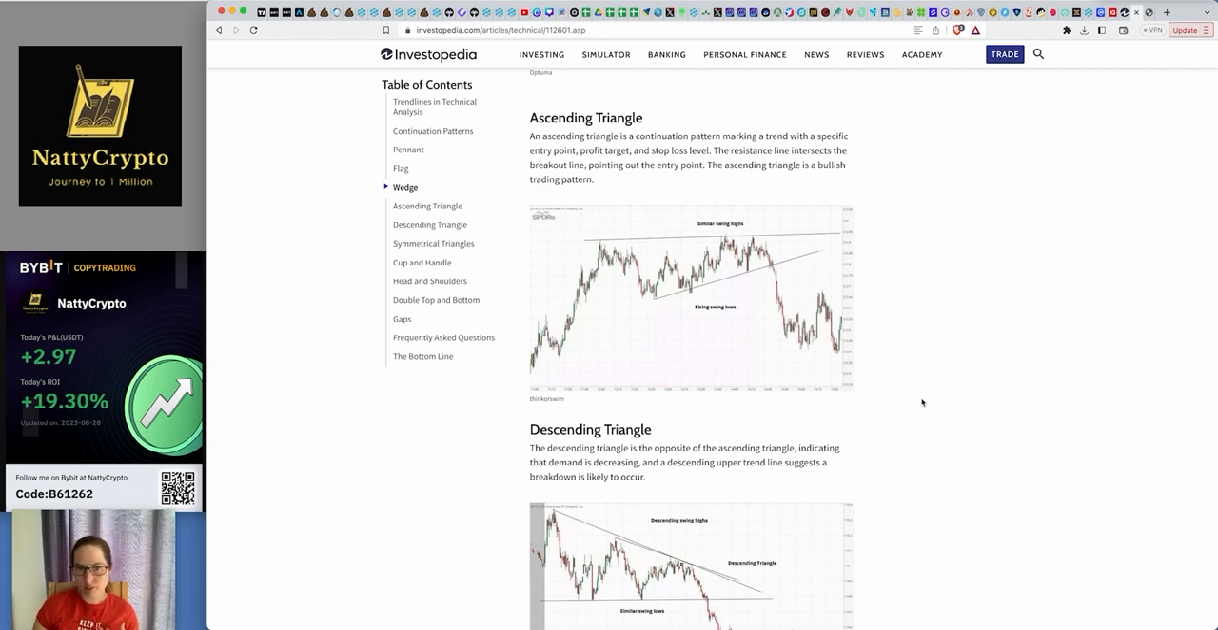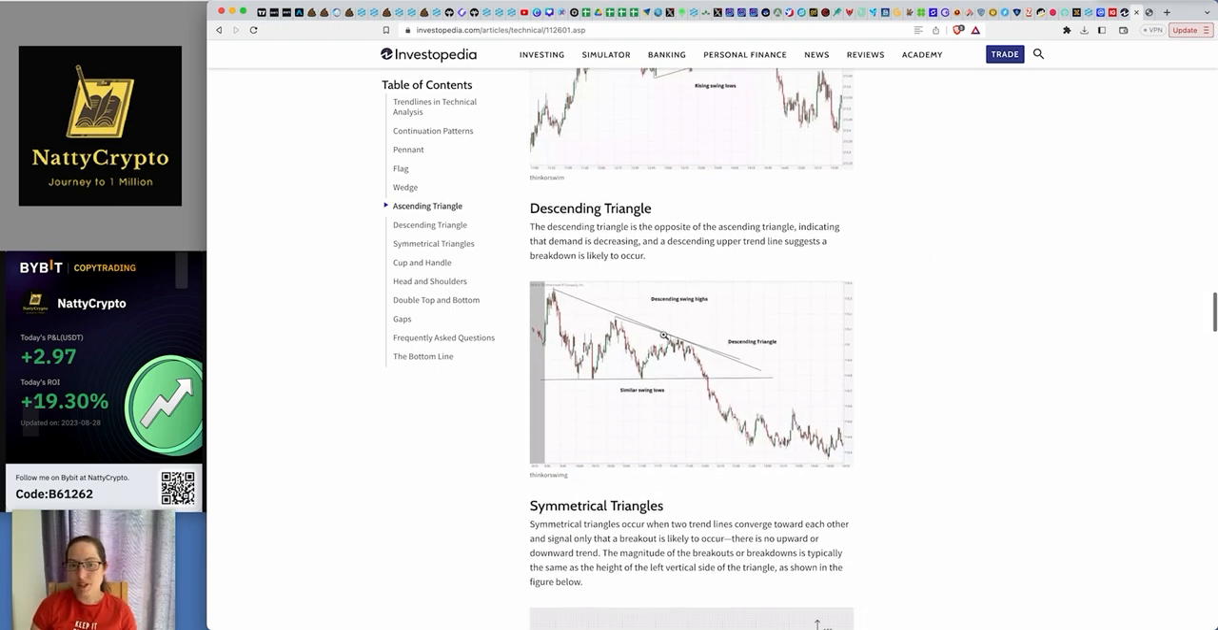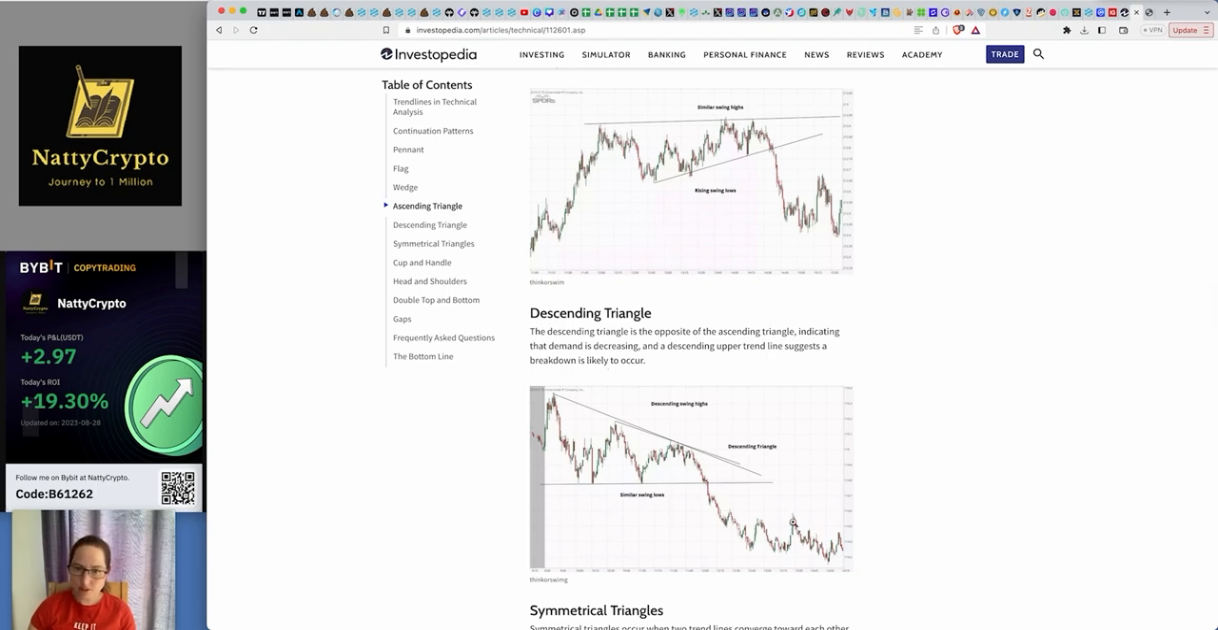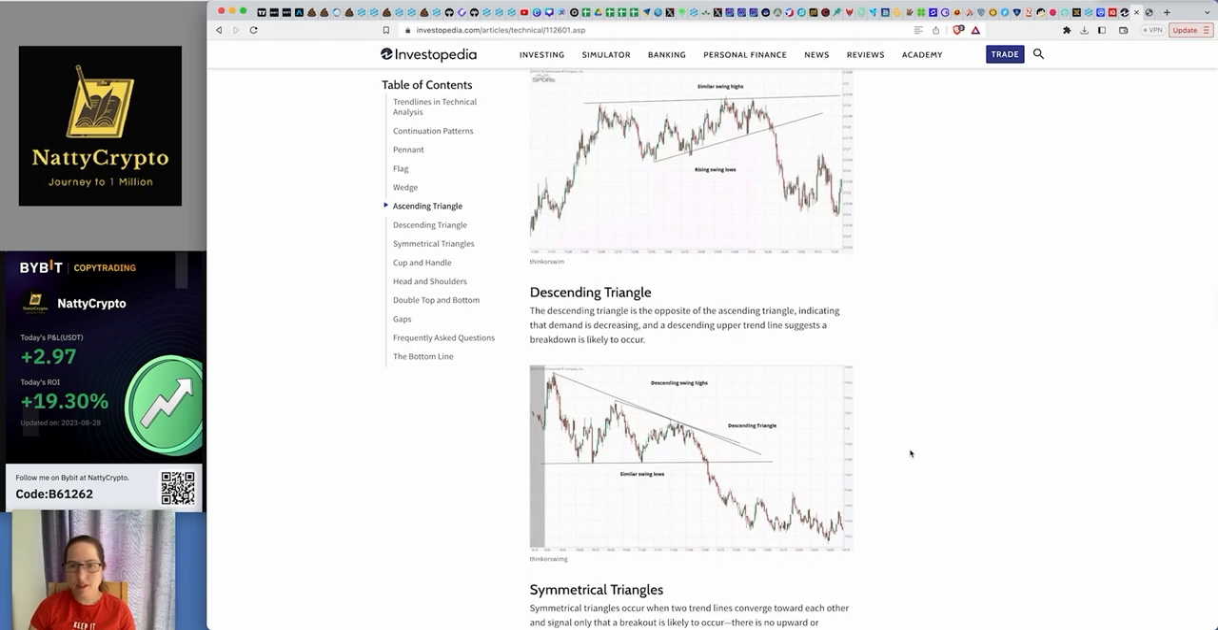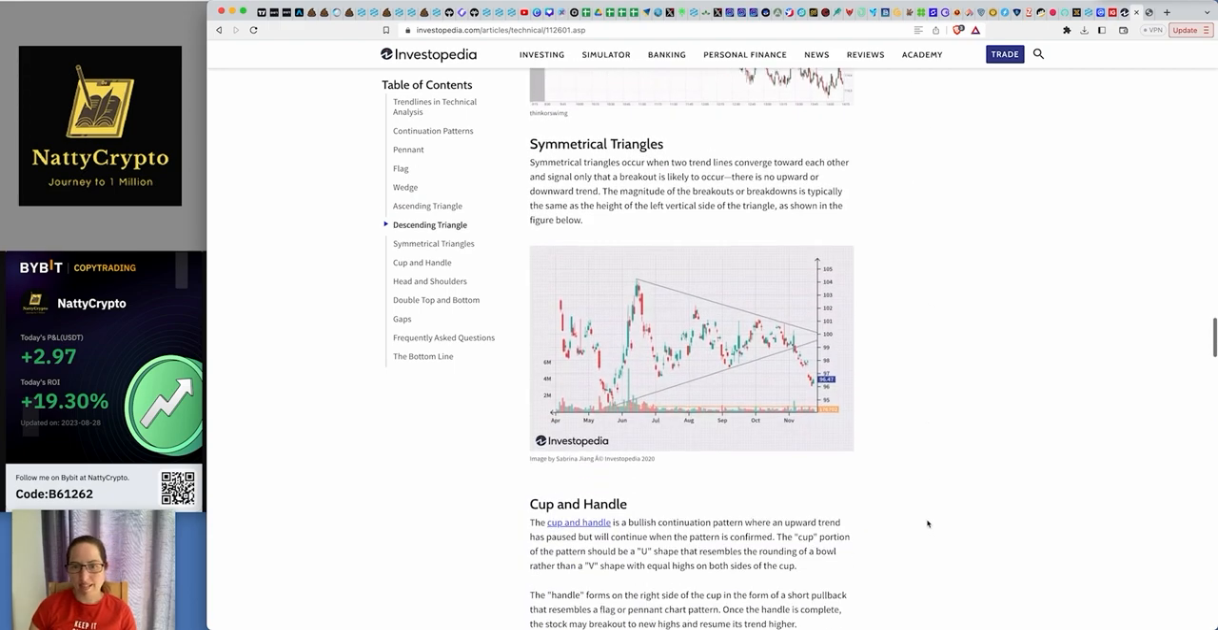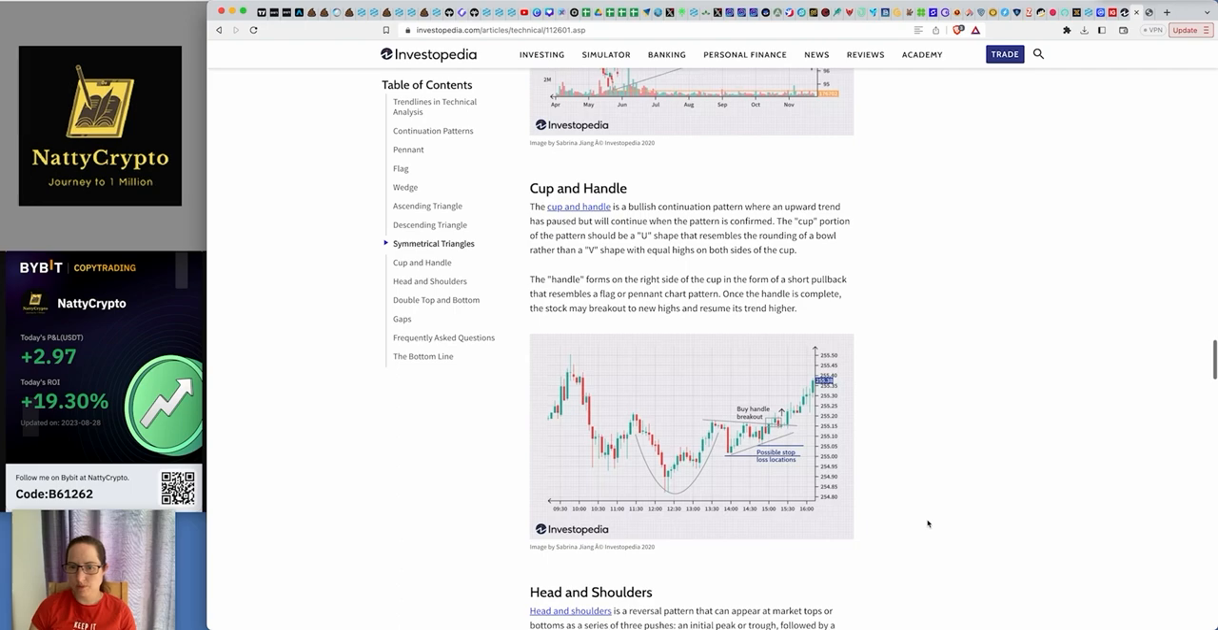Ascending triangle. It's a continuation pattern marking a trend with a specific entry point, profit target, and stop loss level. The resistance line intersects the breakout line, pointing out the entry point. The ascending triangle is a bullish trading pattern. It's all well and good, but it broke down. It can still happen. There's your ascending pattern. That's triangles. There's just your descending. It's the opposite of an ascending triangle, indicating the demand is decreasing. A descending upper trend line suggests a breakdown is likely to occur. Does that make sense? Symmetrical triangles, you can go into all of them all the time.